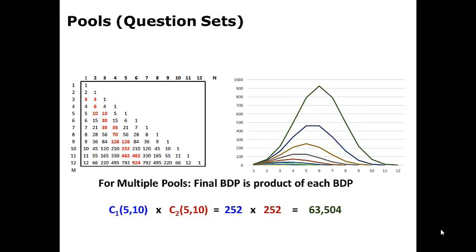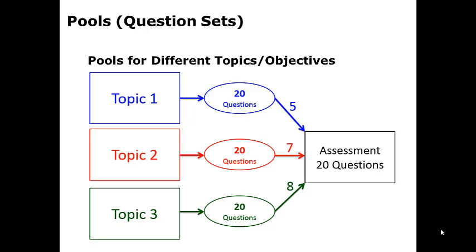Now, for multiple pools, as you can see in this equation below, it is the product of the number of combinations for each pool. So in this case, if we chose 5 out of 10 questions for 2 pools, we would have the product of 252 times 252, which is 63,504. Needless to say, if you have a class of 30, the probability of any two students having the same exam is exceptionally low.